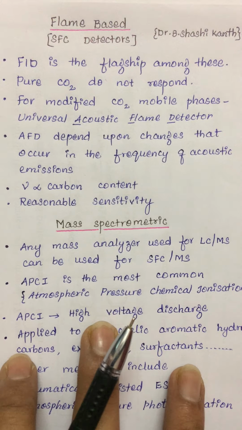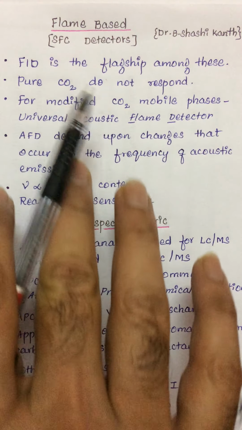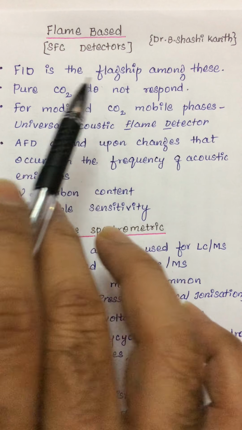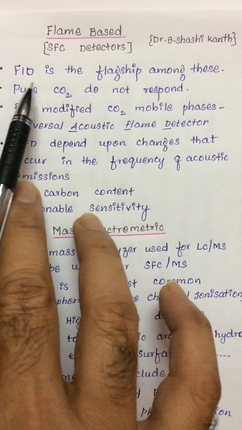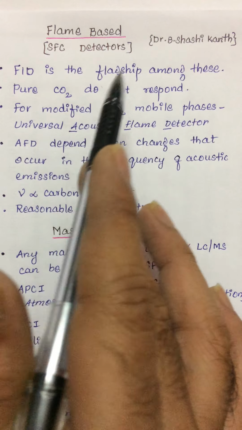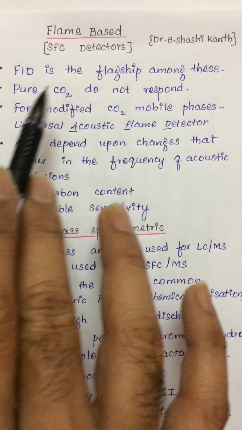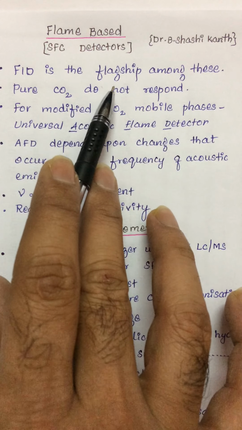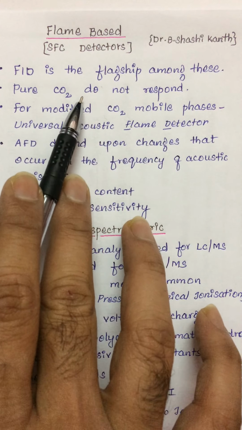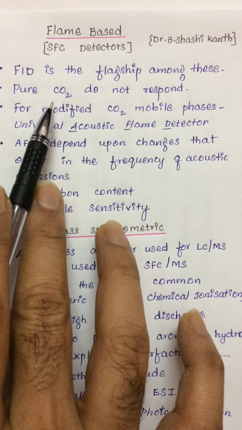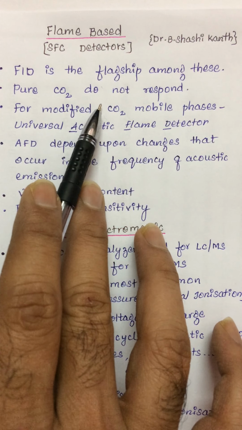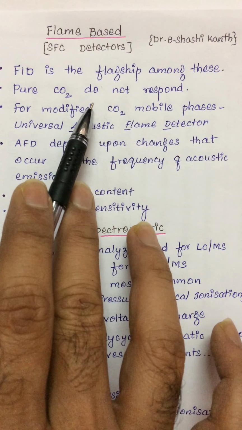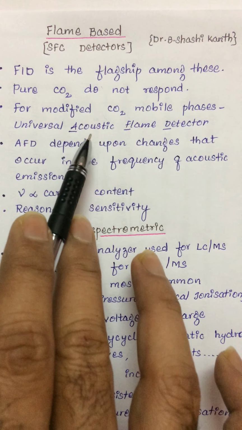The next one is the flame-based detectors. Among these, the most important one is the flame ionization detector. These detectors are very widely used now along with the UV visible detectors. We call this the FID, which is the flagship among the flame-based detectors. Pure carbon dioxide does not respond in the flame ionization detector. Therefore, we say FID is more compatible with pure CO2 as the mobile phase.